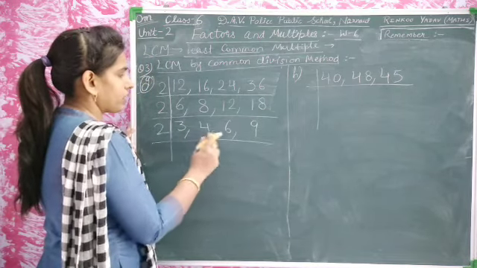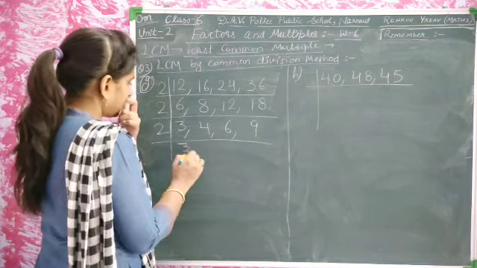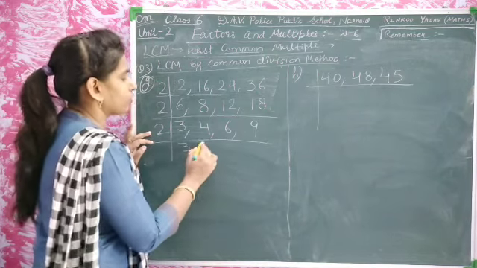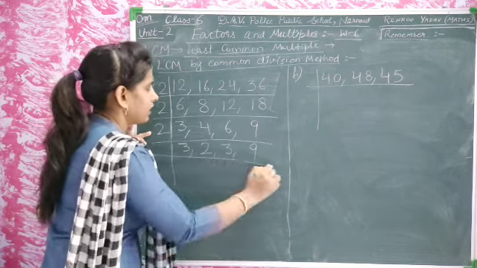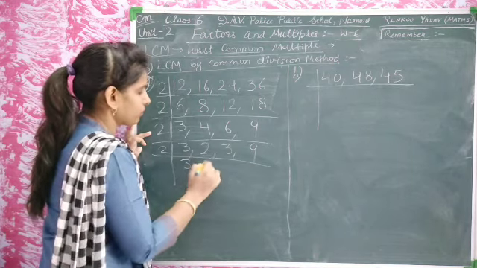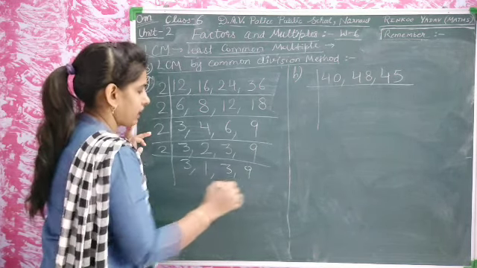Now it will be divided again by 2. 3 is as well because it is not divided by 2. 2 2s are 4, 2 3s are 6, that is 9 here. Now it will again be divided by 2. 2 1s are 2, 3 and 9.